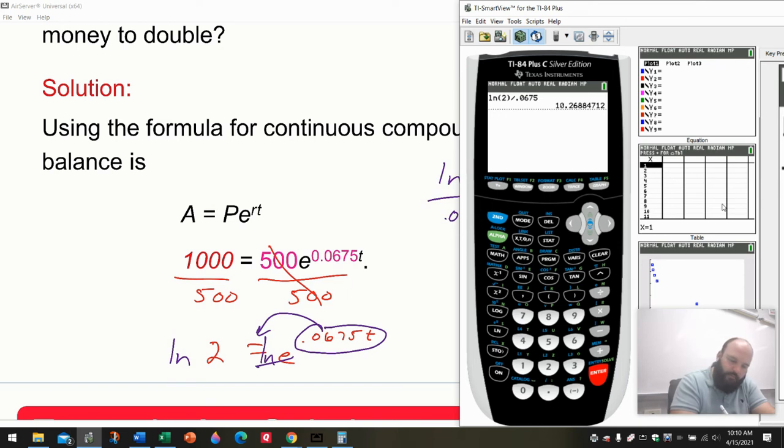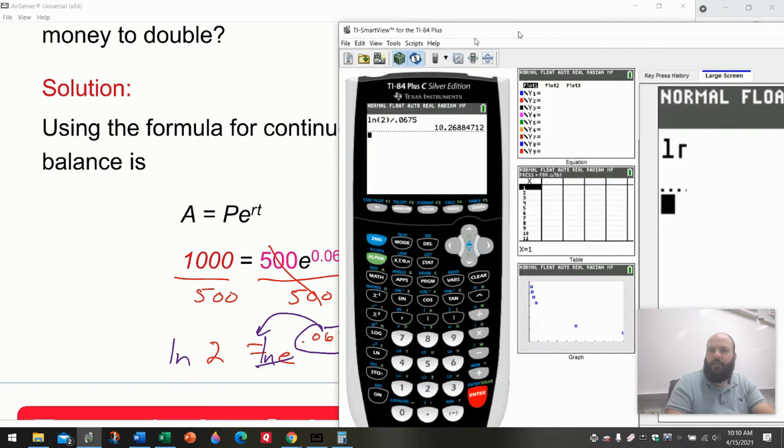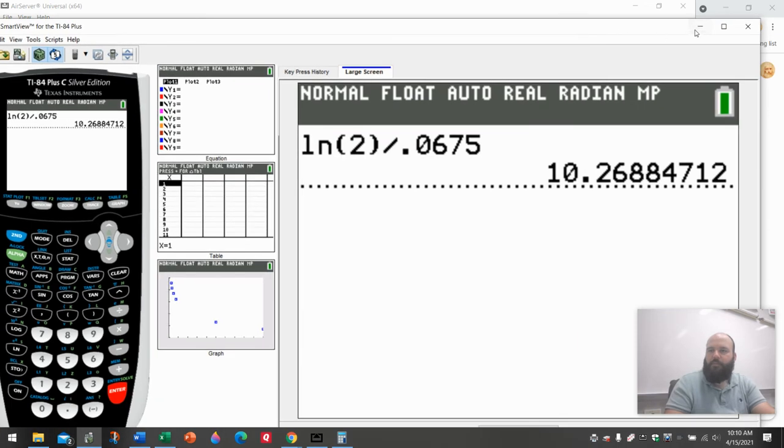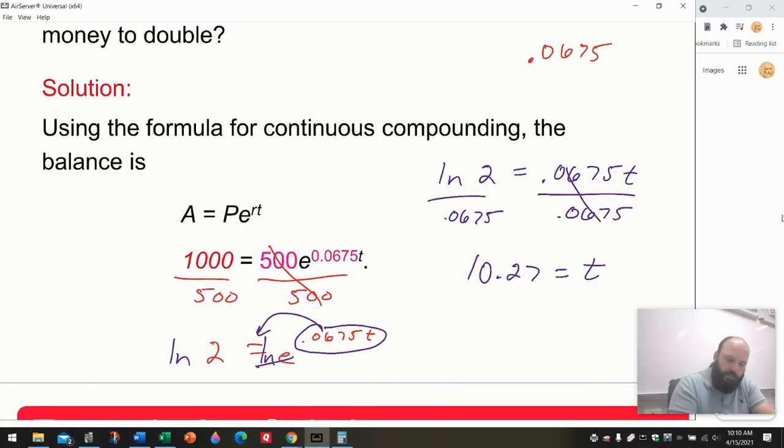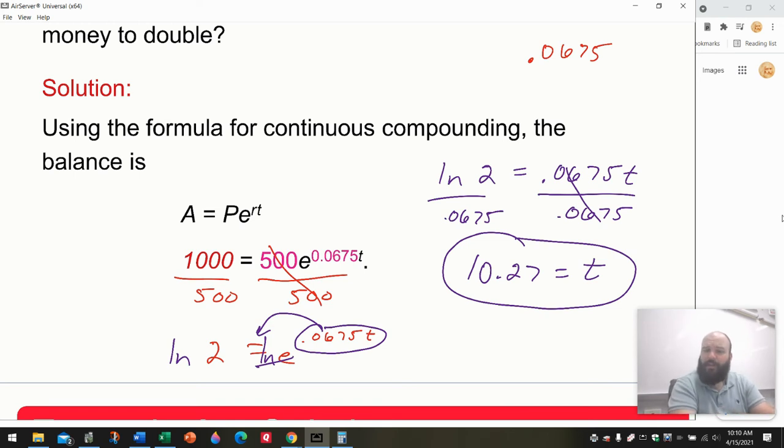And I get an answer of 10.27. Now remember, in this particular formula, t represents time in years. So what this is saying is it's going to take a little more than 10 years, about 10 and a quarter years, for my money to double at 6.75%.